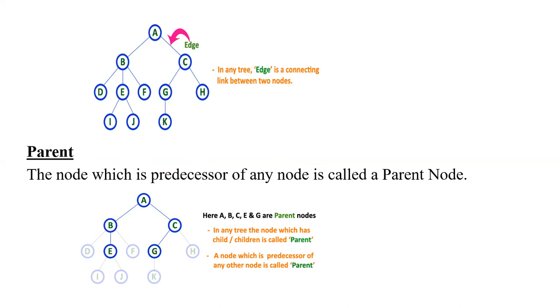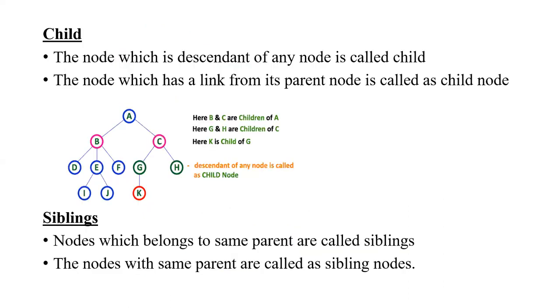Parent. The node which is the predecessor of any node is going to be called as a parent node. Here, A, B, E, C, G are going to be called as parent nodes. In any tree, the node which has a child or children is going to be called as parent. And any node which is a predecessor of any other node is going to be called as parent. So for B and C, the parent is A. For D, E, F, the parent is B. For G and H, the parent is C. For I and J, the parent is E. For K, the parent is G.